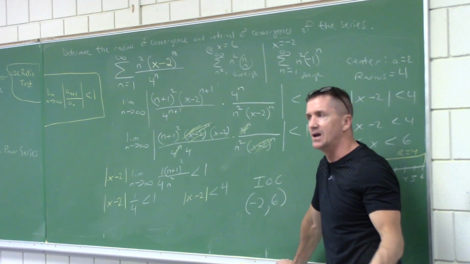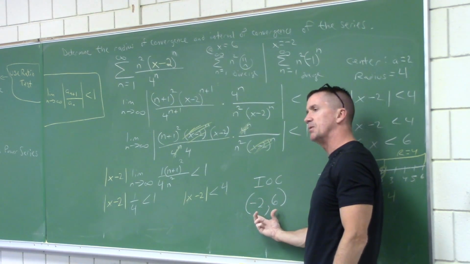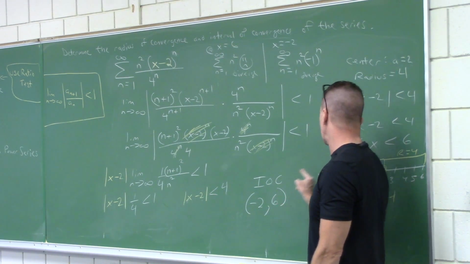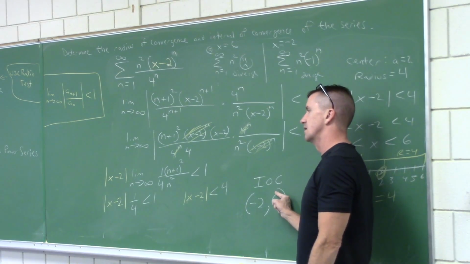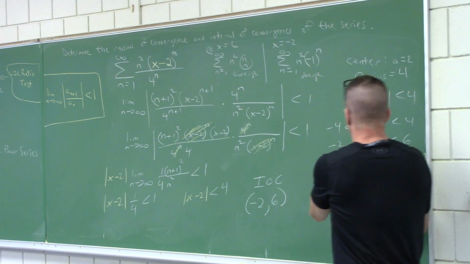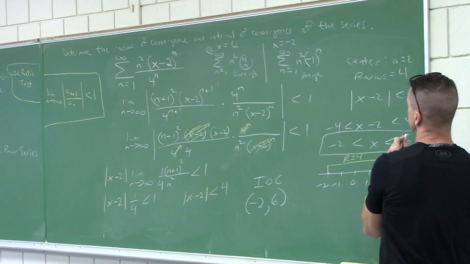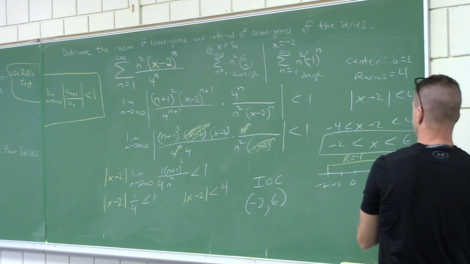My IOC, my interval of convergence. Do you like to put it in interval notation? You absolutely can. What does it mean if you had to put an equal sign there? You'd have to close brackets. But you can leave it like this. So there's my interval of convergence.